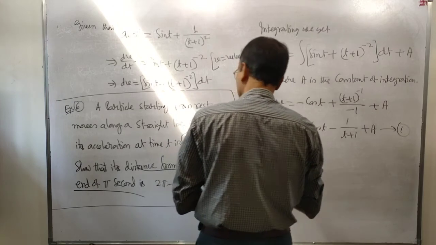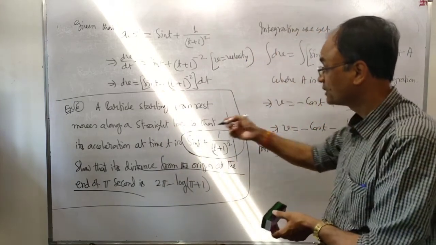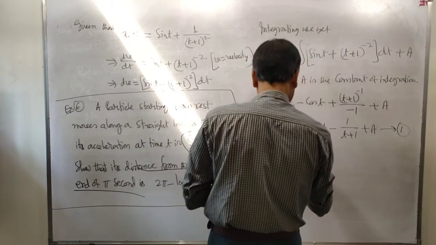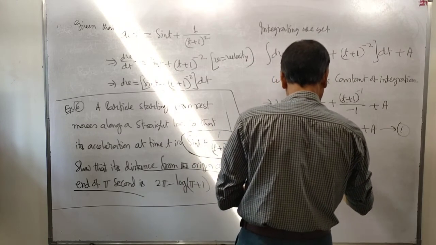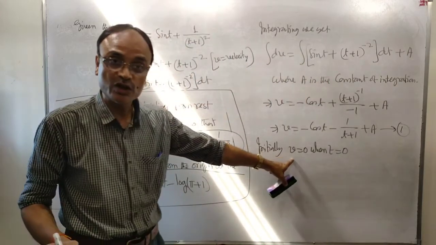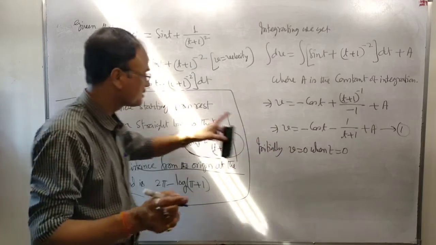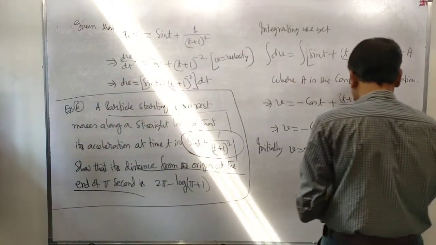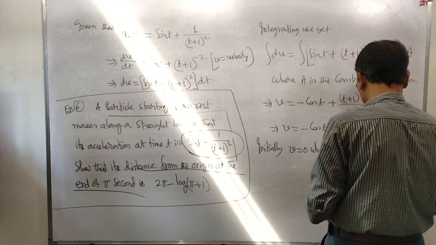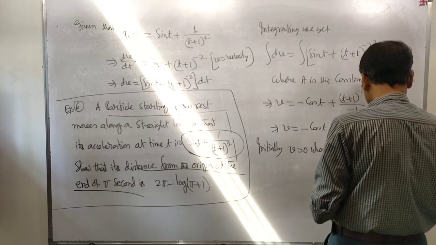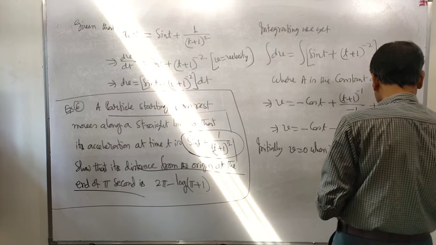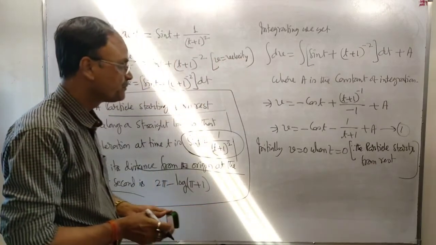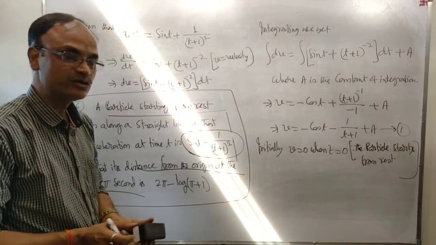Initially, the particle starts from rest, so initially velocity equal to 0. When t equal to 0, velocity equal to 0, because the particle starts from rest. Since the particle starts from rest, the velocity of the particle is equal to 0.